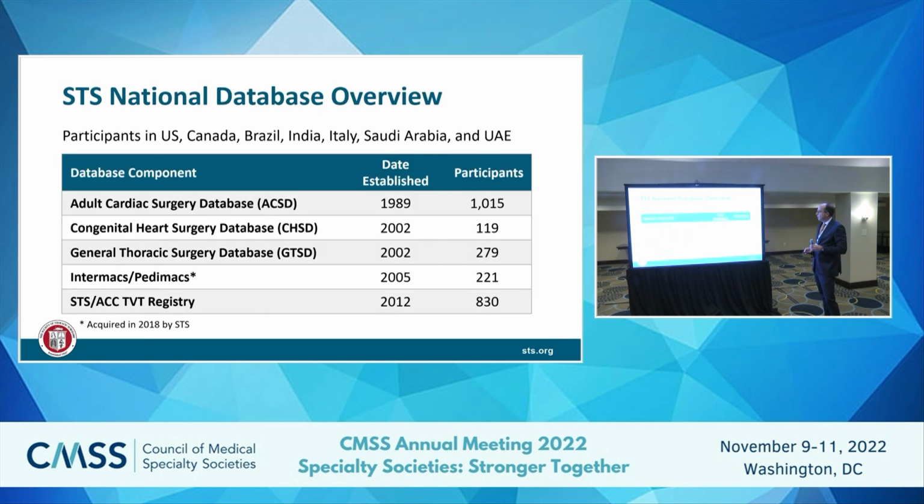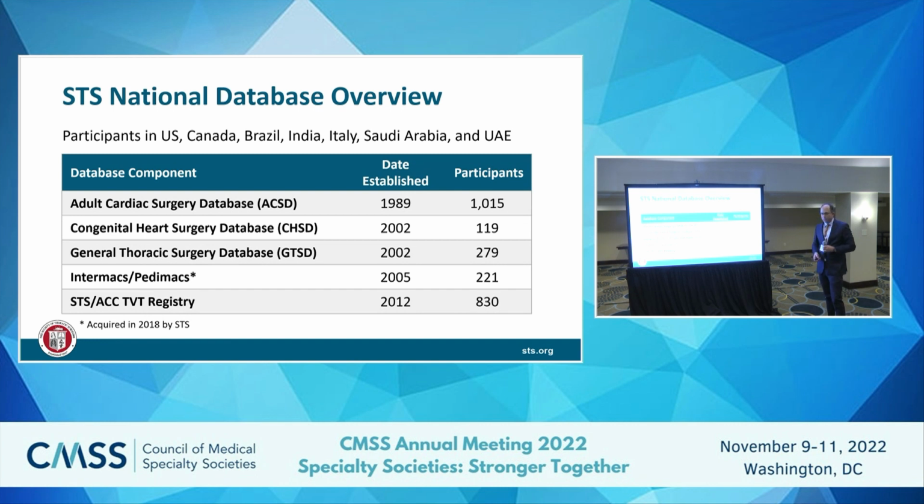Okay, I have no disclosures. So the STS database is made up of 4 different component registries, and they're really subspecialty centric. So our specialty is really made up of primarily adult cardiac surgeons, but there are also congenital surgeons, thoracic surgeons that focus on lung disease, and then mechanical circulatory support.